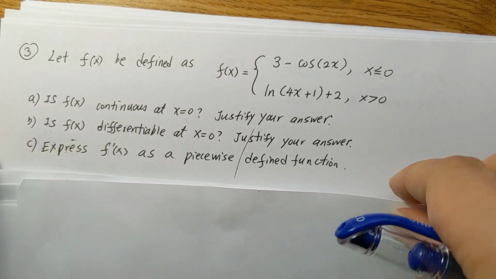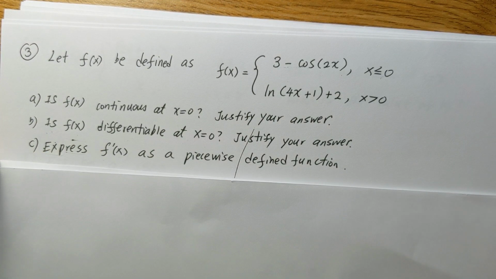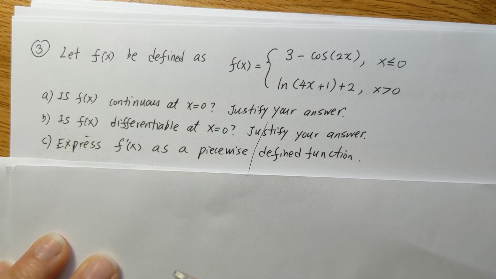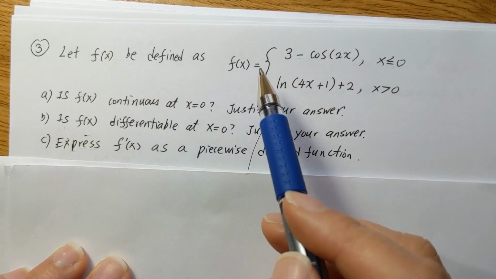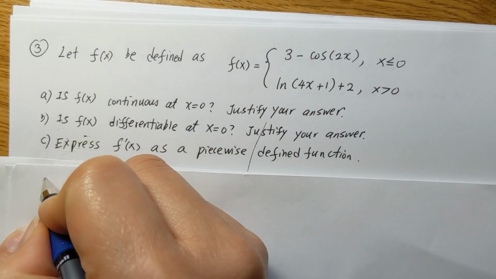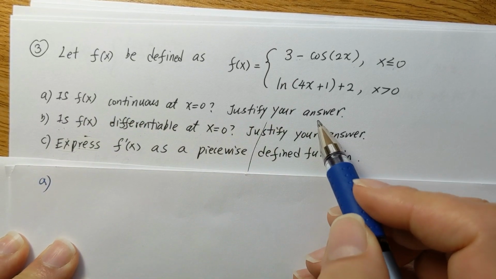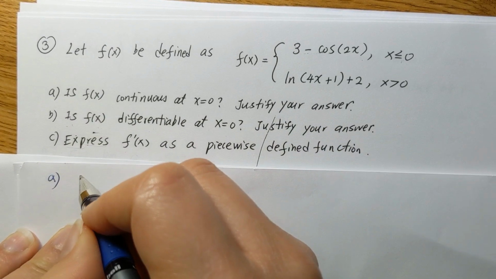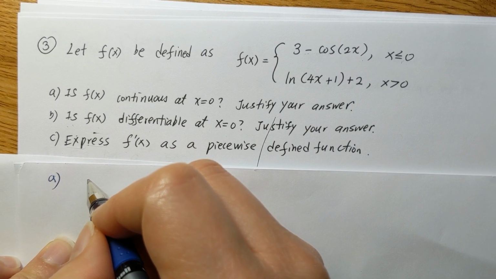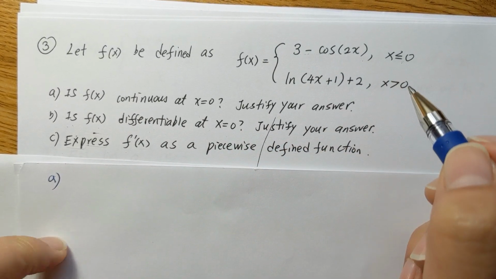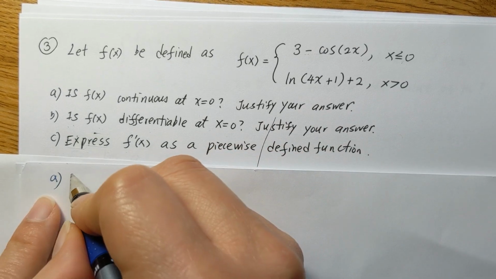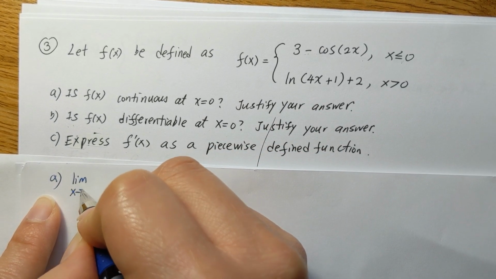Let's take a look at question number 3. We had a piecewise function. Part A: is f of x continuous at x equals 0? Justify your answer. To be continuous, we have to find the left hand limit and right hand limit and see if they equal the point value. If they equal, it's continuous. So we're going to begin. Don't forget to write the correct notation.